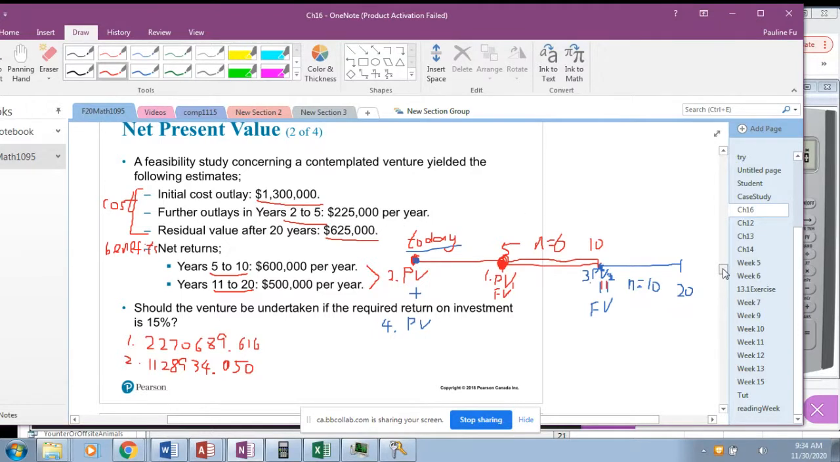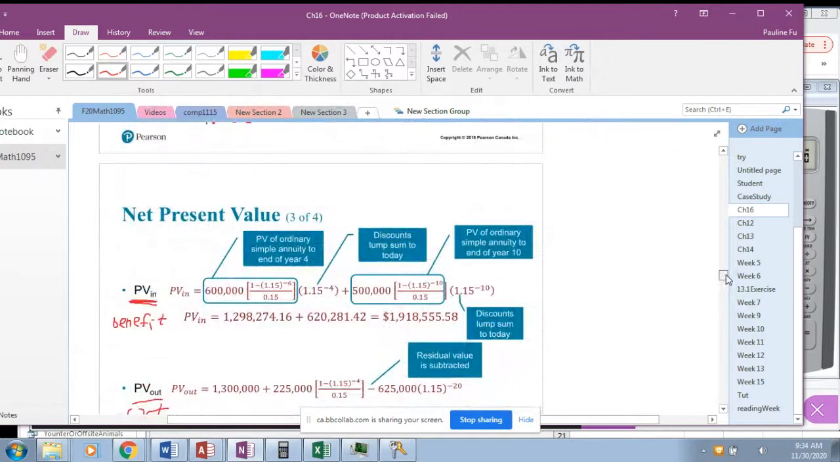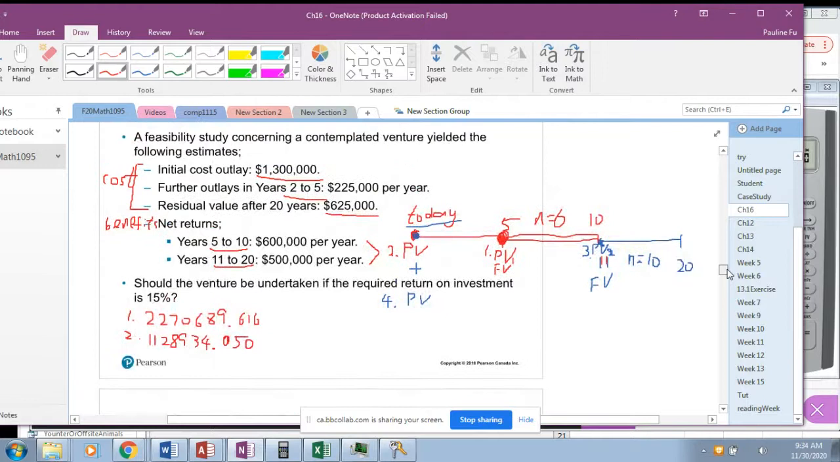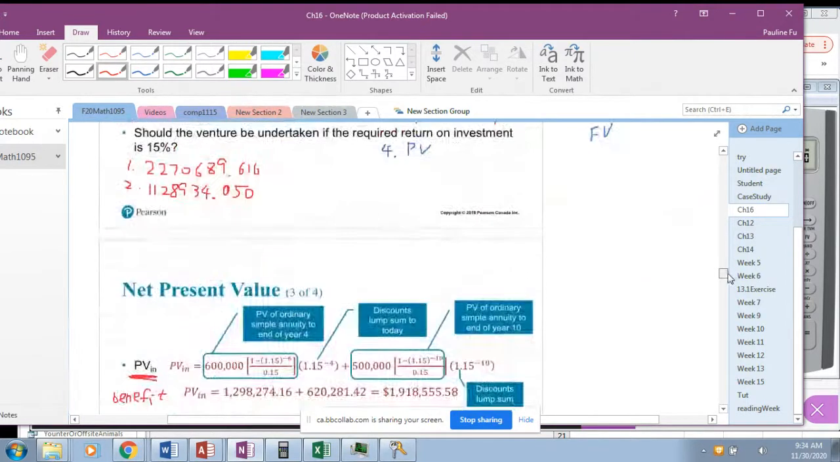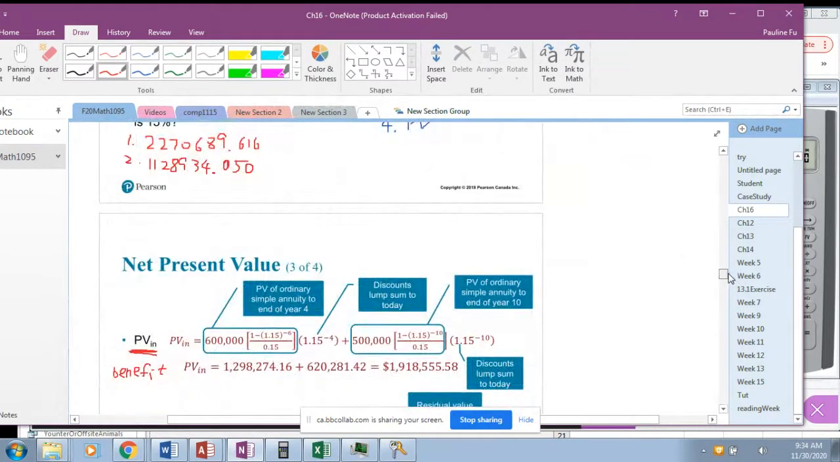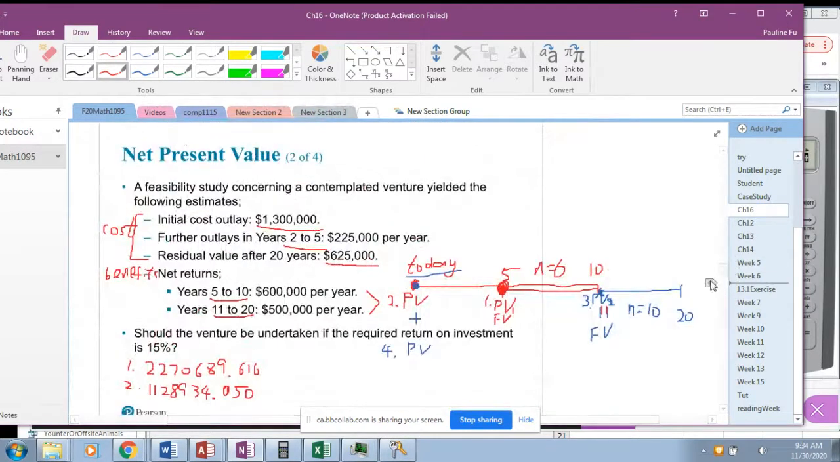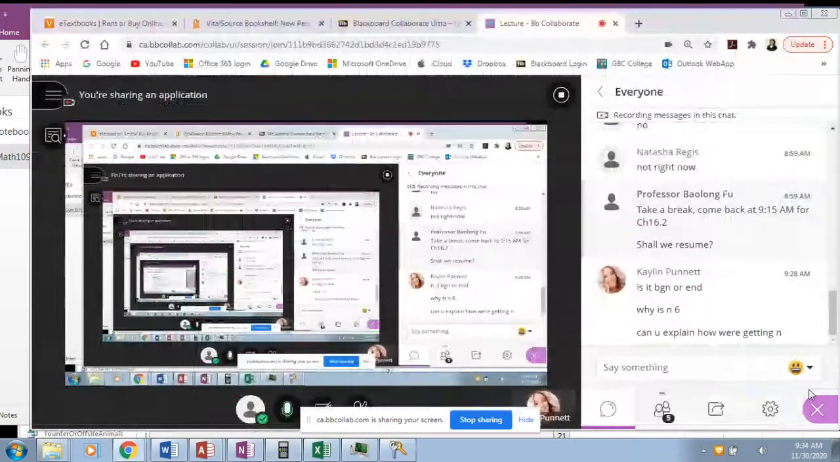Let me compare with the formula method. Looks like I need to double check my settings. I need to double check my number. I will check the messages first.